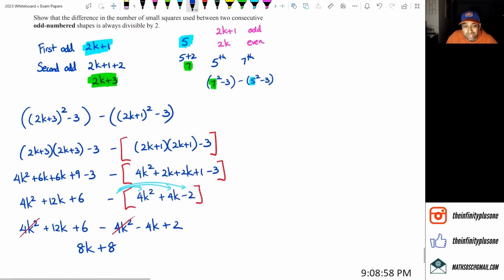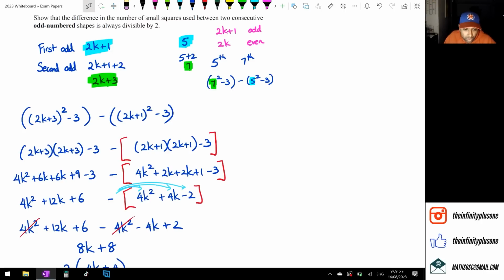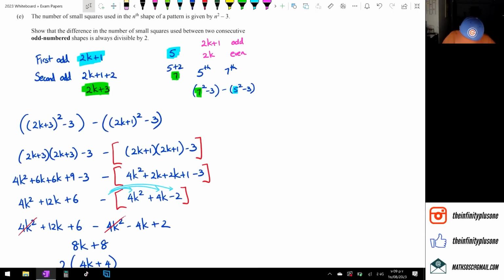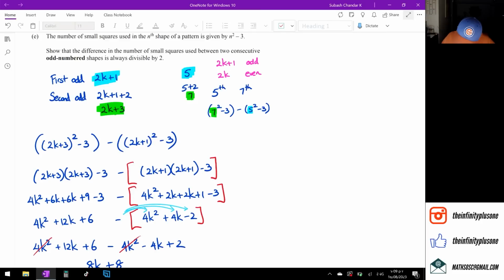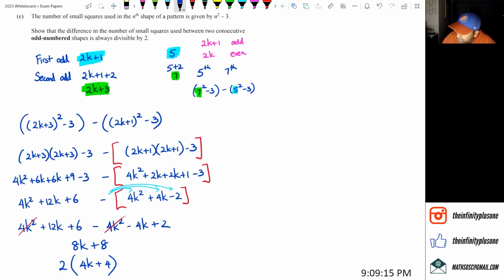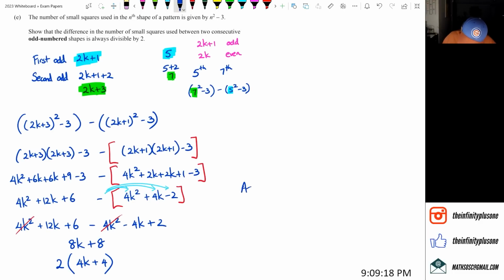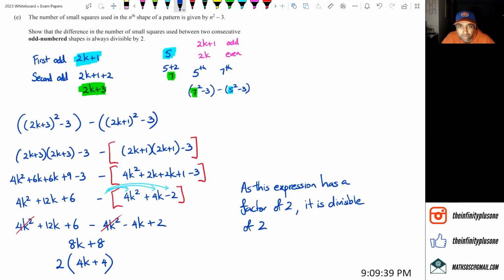Now at this point I want to actually see that it's divisible by 2. So I'm going to take 2 out as a common factor, which means I'm going to get 2 times 4k plus 4. And basically that is pretty much it. Because at this point I can say that as this expression has a factor of 2, it is divisible by 2. Very similar to what we did in question 2E, or yesterday we were working on that question.